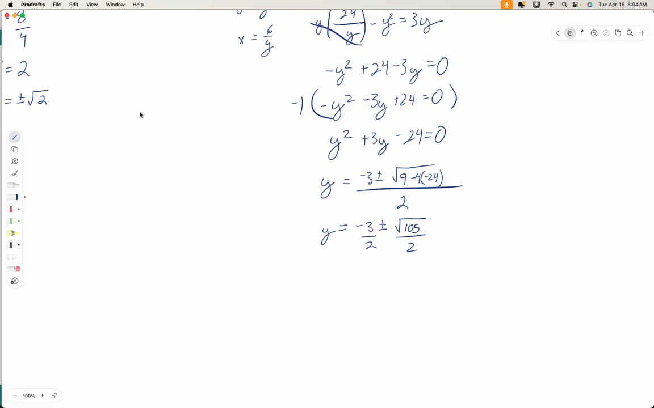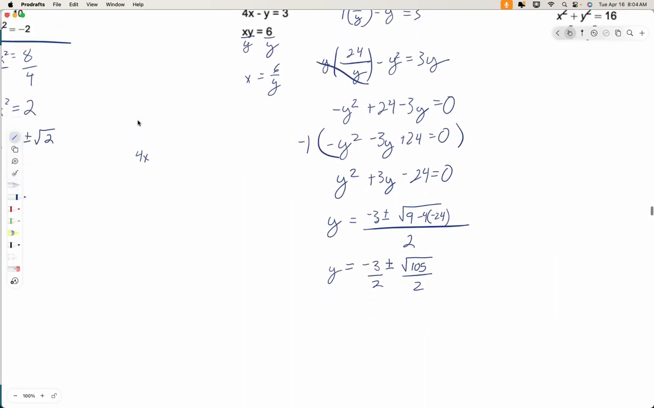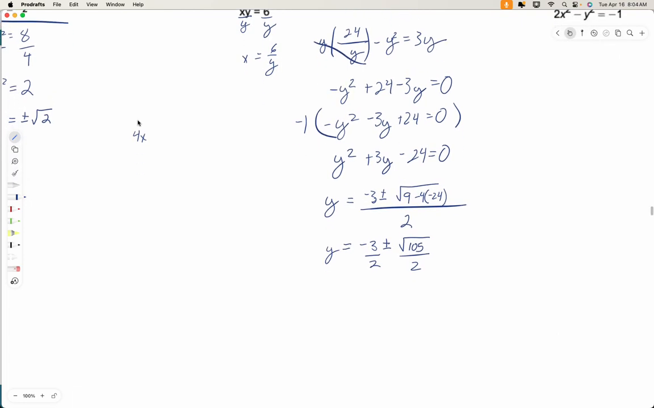So I'm going to use that original 4x, was it minus y? Yeah, 4x minus y is equal to 3. I don't like using that negative y. It just muddies the water. So I'm going to add it to both sides and I get y plus 3. Now I can just put the positive, whatever this is, in the way that it is. 4x is equal to negative 3 over 2. Let's do positive square root of 105 over 2 plus 3.